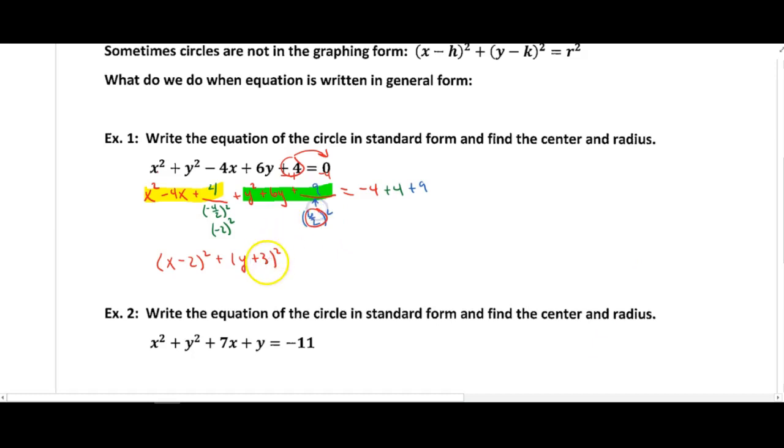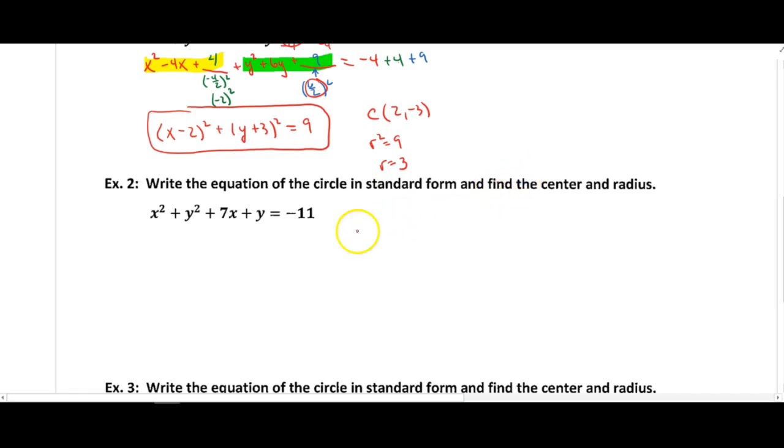Remember, what's 6 divided by 2? 3. Equals negative 4 plus 4 is 0, plus 9 is 9. And this is the equation in standard form. And right away, we can find the center, which would be at 2, negative 3. And if the radius squared is 9, the radius is 3.